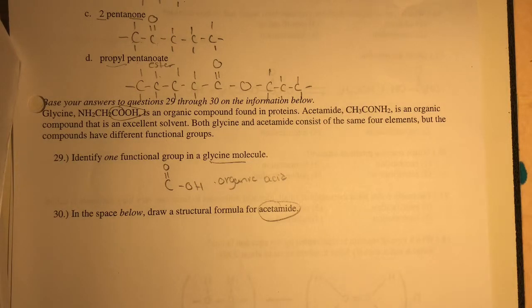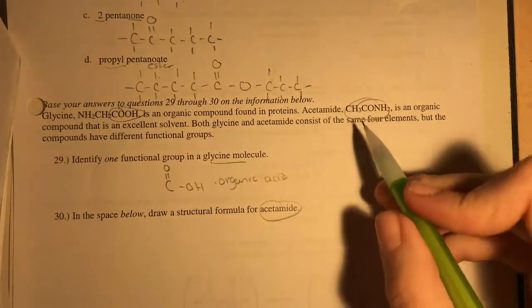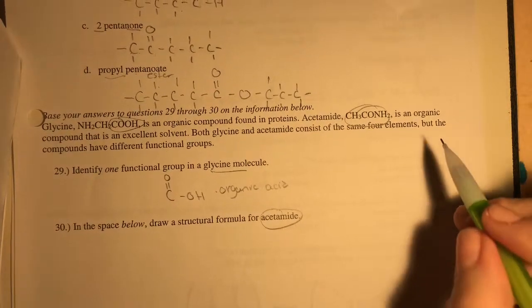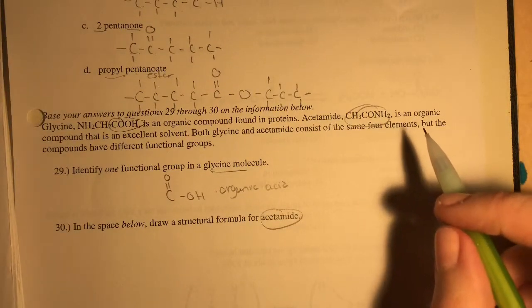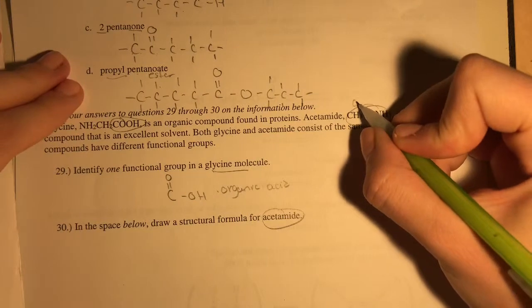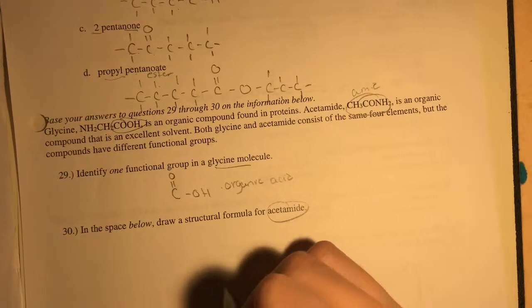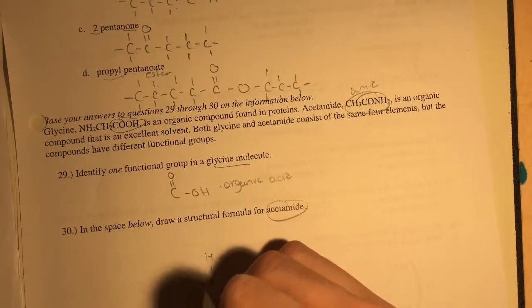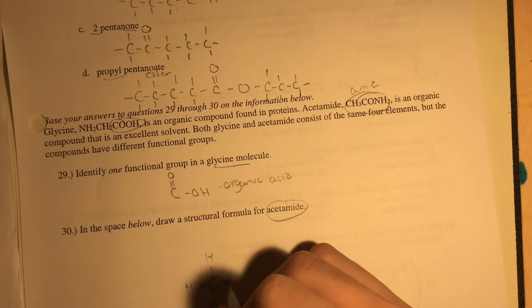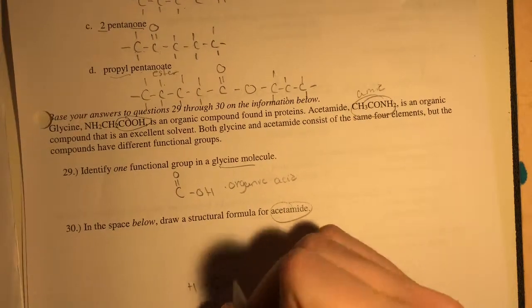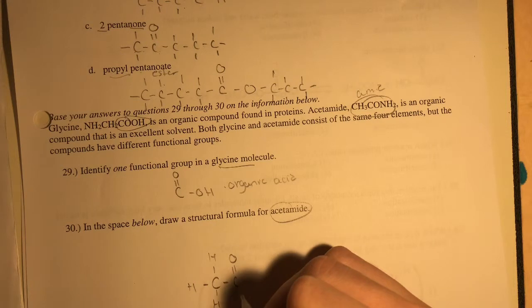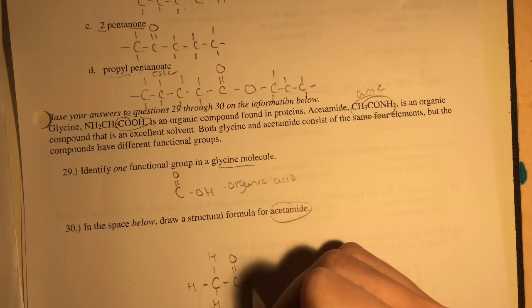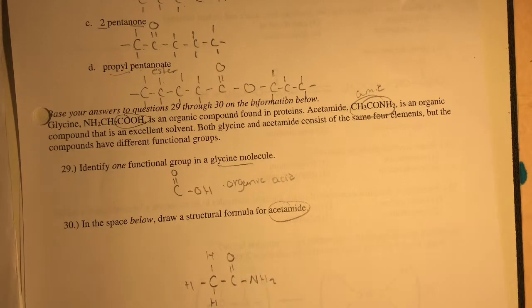Acetamide. Okay. Acetamide gives us CH3CONH2. Okay. This is an amide. Yes. We have C, we have H. C, and then we have O, and NH2. Okay, cool.